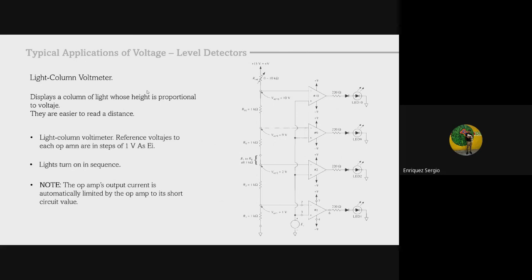A light column voltmeter displays a column of light whose height is proportional to voltage. They are easy to read at a distance. That is to say, each LED is going to be lit according to the level of continuous voltage present in the input. So if we had 4 LEDs calibrated for steps of 1 volt per LED and 3 LEDs were lit, we would say that the input is greater than 3 volts and less than 4 volts. Next, please.